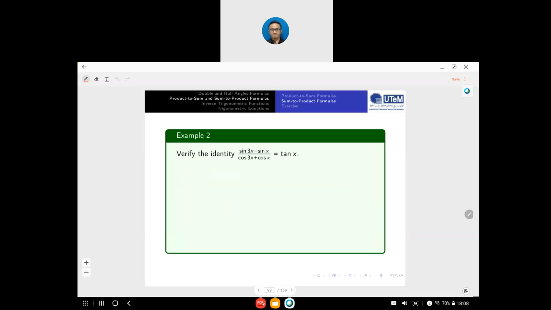If you look at example 2, verify the identity: sin 3x minus sin x divided by cos 3x plus cos x equal to tangent x. So, of course, we must choose the left hand side here. Sebab left hand side yang panjang. Dia lagi mudah kita dari panjang ke pendek compared to dari pendek ke panjang. Okay, it is easiest lah. So, we choose the left hand side.